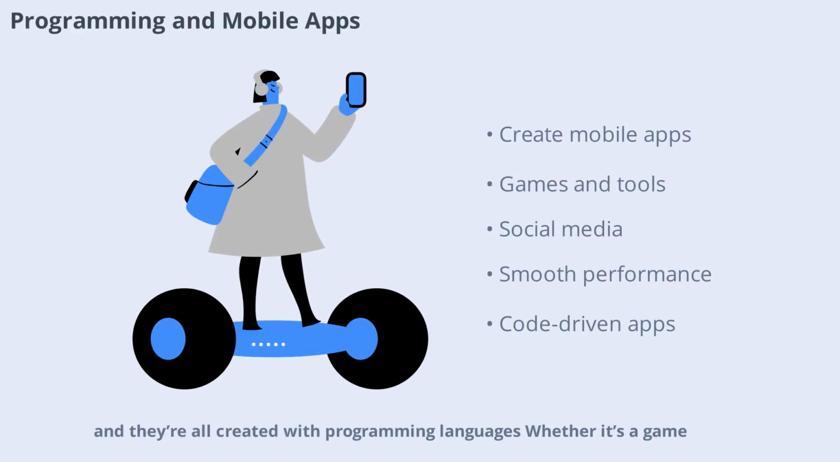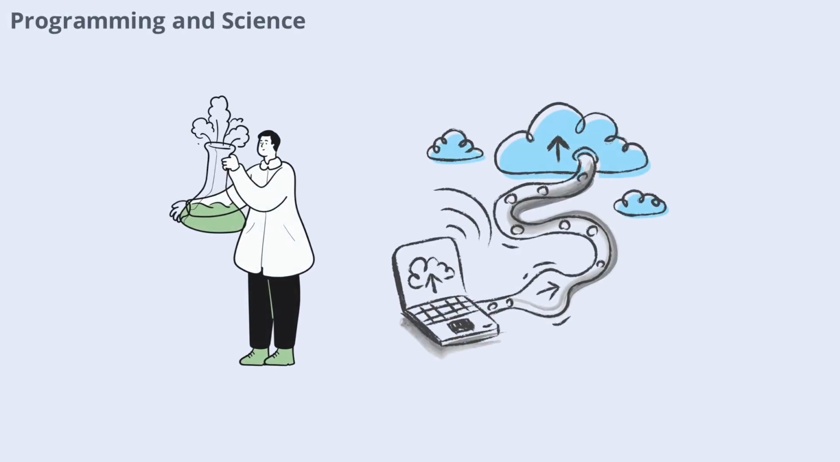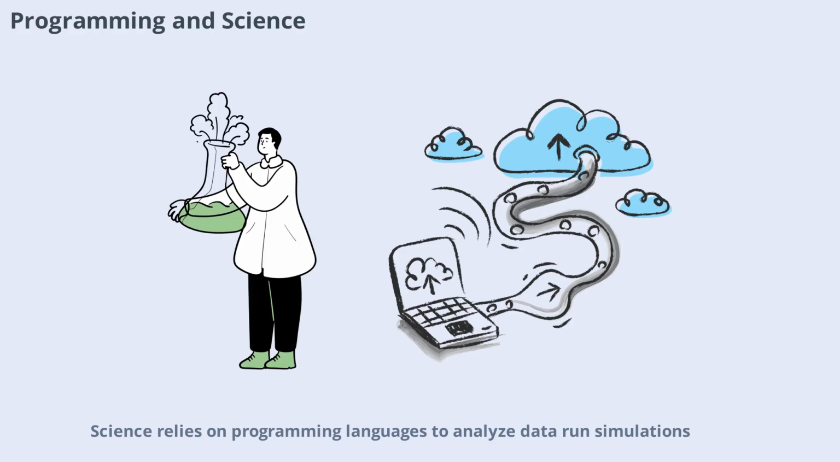Whether it's a game, a productivity tool, or a social media app, code brings these applications to life and keeps them running smoothly. Robots are programmed using special languages that allow them to move, sense, and interact with the world. From industrial robots in factories to robots that help in hospitals, programming languages give them the instructions they need to perform their tasks.